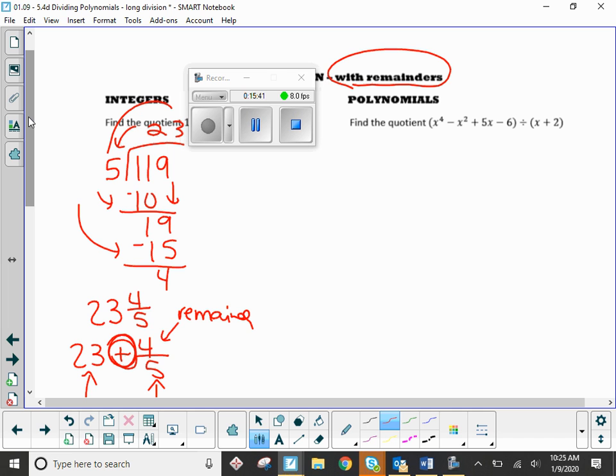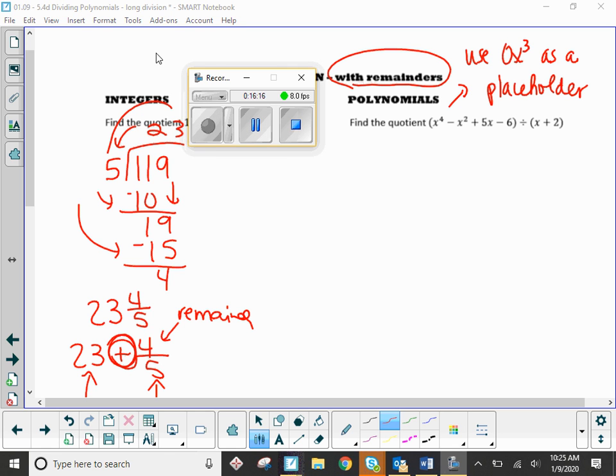How many x cubeds are there? There's none. What number do we have for none? 0. So what you want to do is use 0x cubed as a placeholder. We are talking about how there's no x cubed in there. And so to hold its place, we're going to put in 0x cubed. So that we can have it as part of the problem.